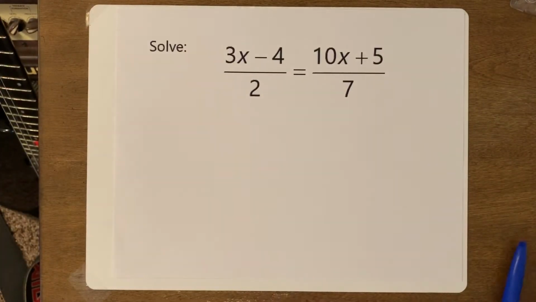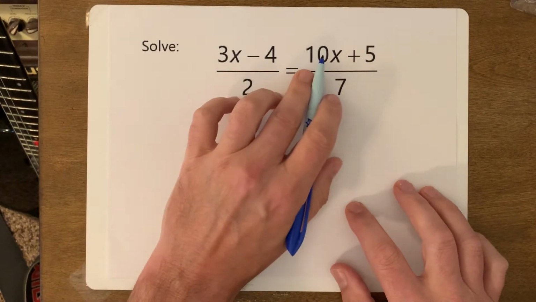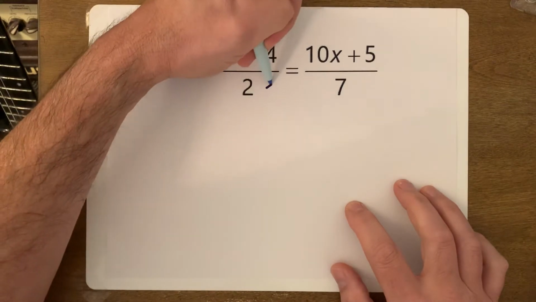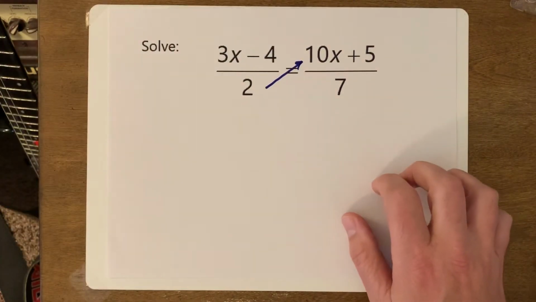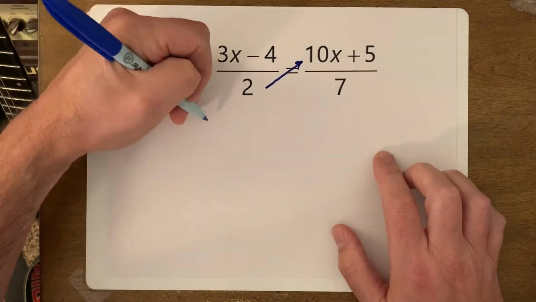Let's go ahead and let's try this one now. Not much more complicated. I've got a 3 here in front of that x. I've got a 10 as a coefficient in front of that x. So I usually tend to multiply the bigger one first. So I'm going to get 10x times 2, which is going to give me 20x.